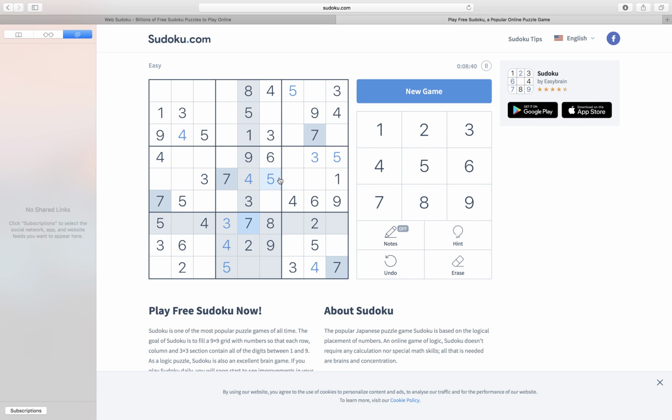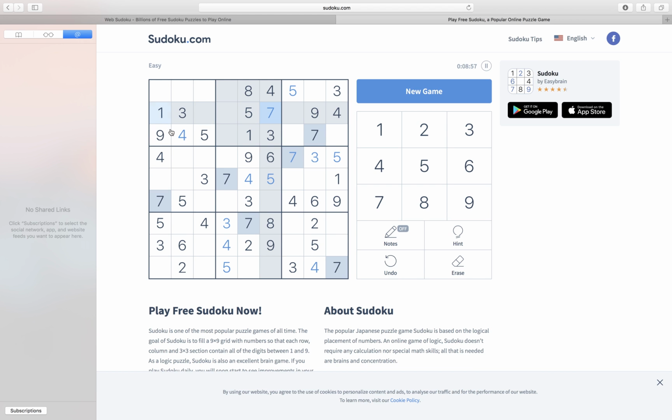We'll try to fill this square. So this square, these two places cannot be filled because 7 is already here. So we'll place it here. Okay, we'll try to fill this square. 7 cannot be placed in these three places, so we can fill it here.